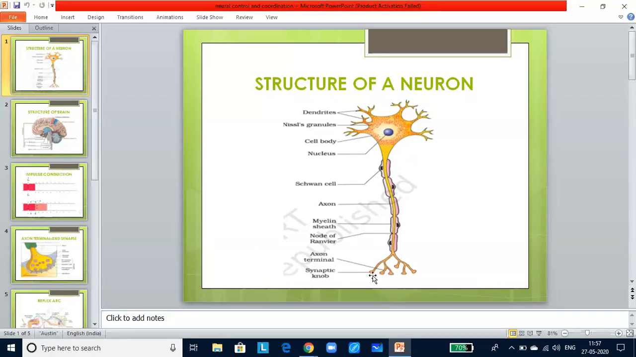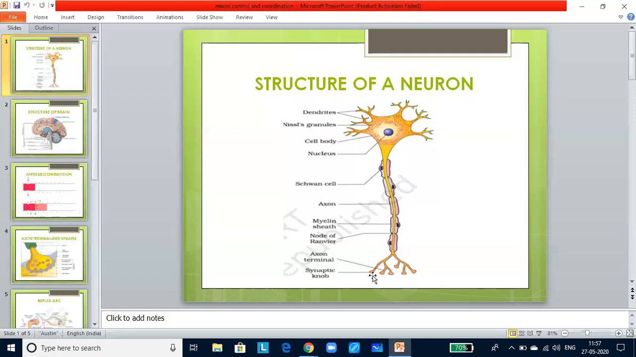Now neurons are categorized into three groups. Multipolar has one axon and two or more dendrites, and it is found in the cerebral cortex. So what you are seeing here is a multipolar neuron. Bipolar has one axon and one dendrite, and it is found in the retina of the eye. Unipolar, the cell body has only an axon and is found usually in the embryonic stage.